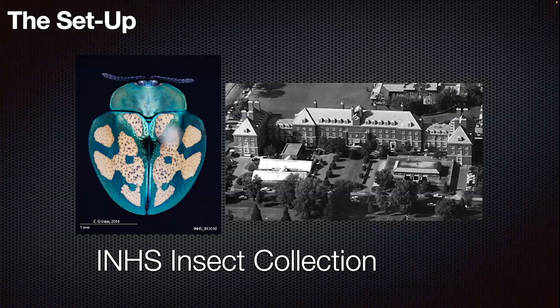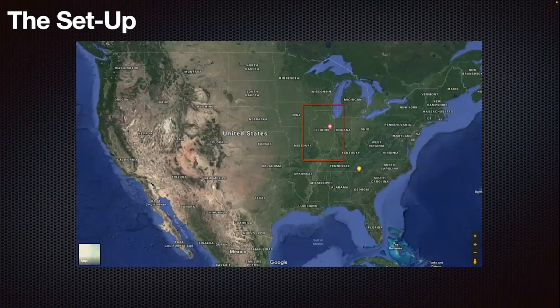So first, I'd just like to introduce the INHS insect collection. This is a view from above the Natural Resources Building. There's a pretty beetle photographed by Chris Grinter when he was here. And we're located in Champaign, Illinois. It's about 2 hours south of Chicago.